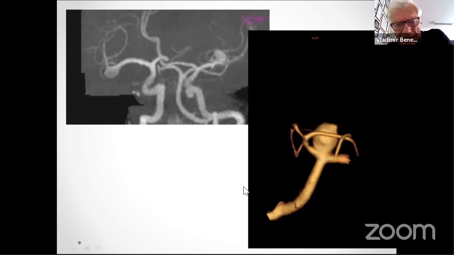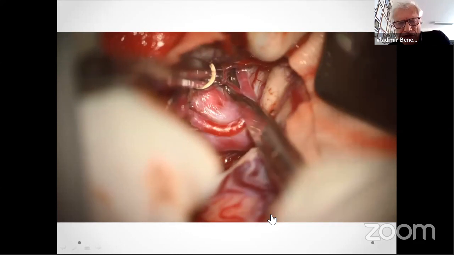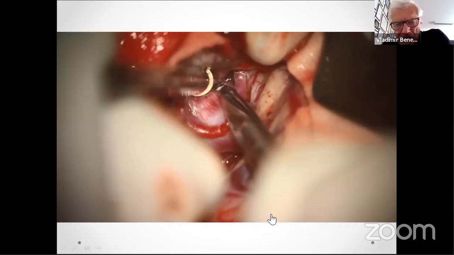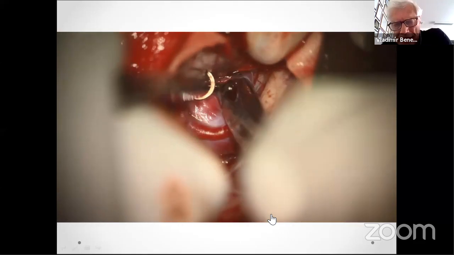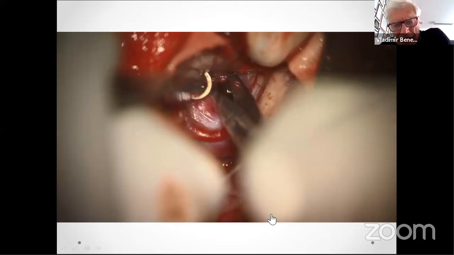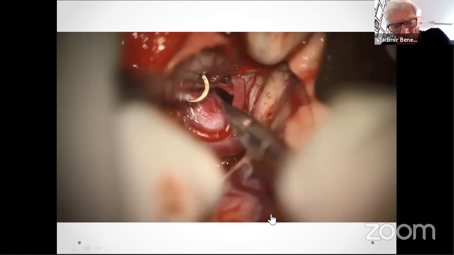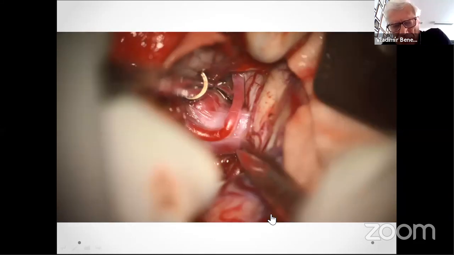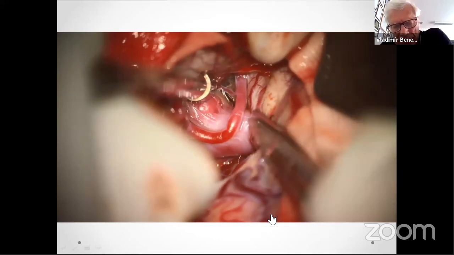This is the middle cerebral aneurysm. And here's the video. You see that we go directly to the aneurysm. At this point, I already have the distal M1 secured to put the temporary clip whenever necessary. I do not really try to dissect everything out of the aneurysm, all the vessels going on the sac. What's important is to find the neck.